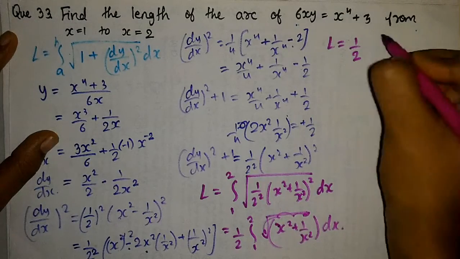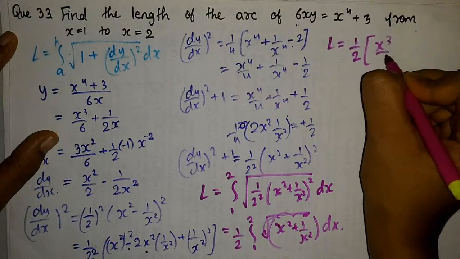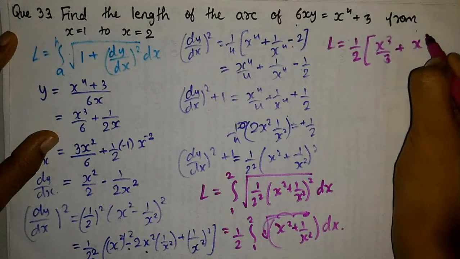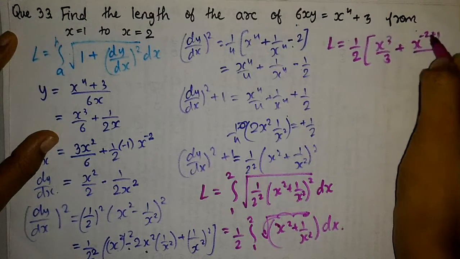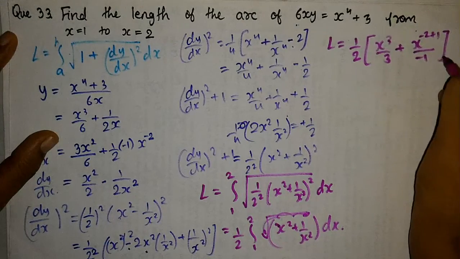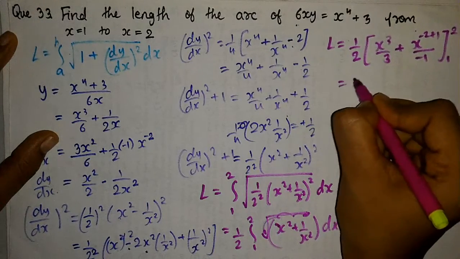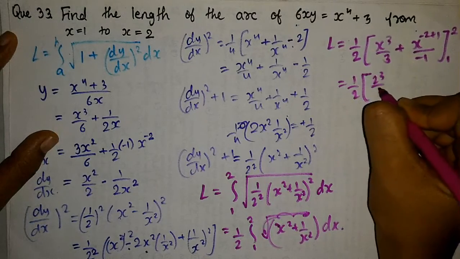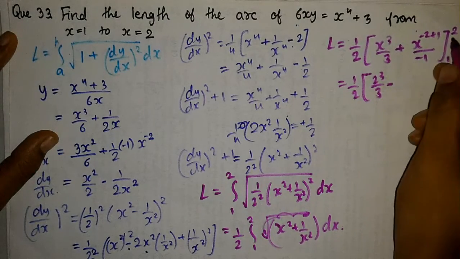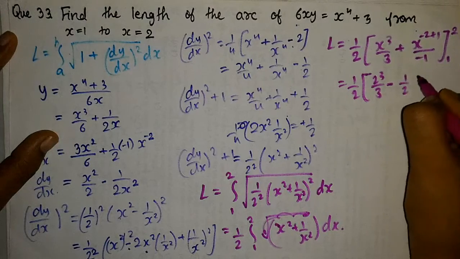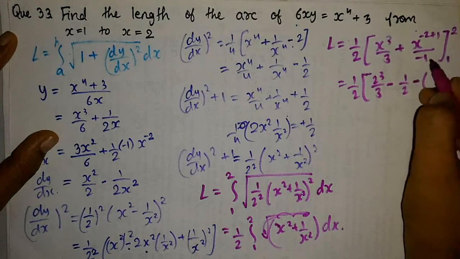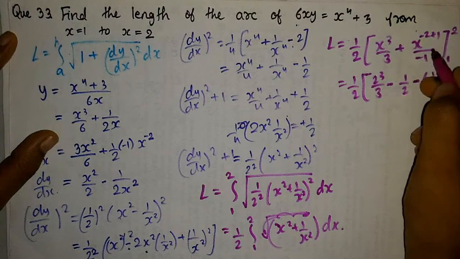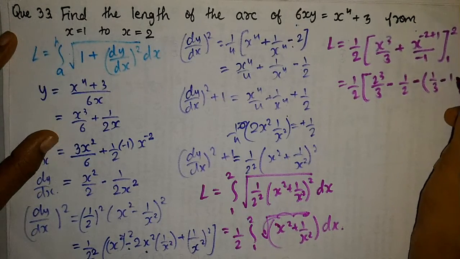Now integrate this term. So L is equal to 1/2. The integration of x^2 is x^3/3, and the integration of 1/x^2 is x raised to minus 2 plus 1, which is minus 1/x. The limits are from 1 to 2. Now put the limits. We get 2^3/3 minus 1/2, upper limit minus lower limit. When we put the lower limit 1, we get 1/3, and the second term gives minus 1.